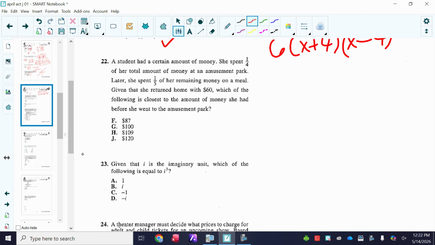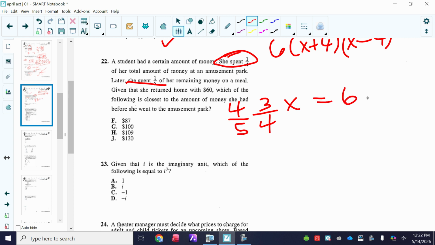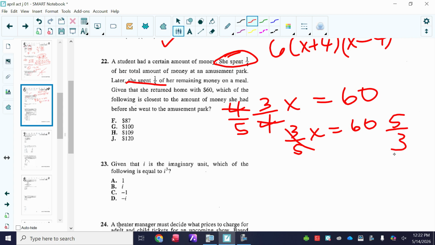This one confused me at first. It confused me because if you spend 1/4 of your money, you have 3/4 of your money left. So it's the same thing here. She spent 1/5, so you'd have 4/5 left. That's what equals 60. So it's 3/5 x equals 60, and then you times it by 5/3 and you get 100. But I'll be honest, my favorite way was just to plug in the numbers.